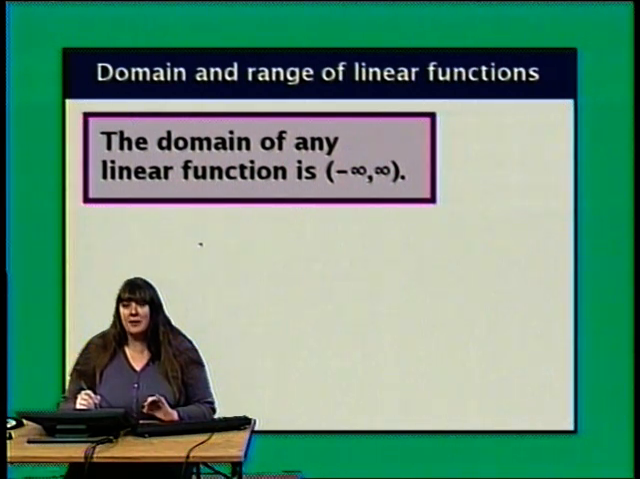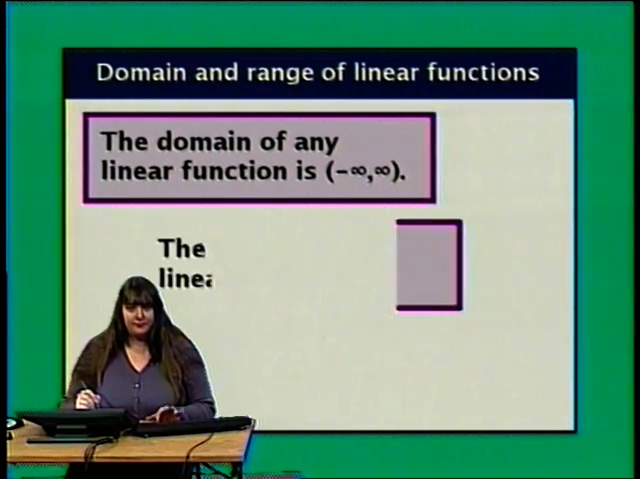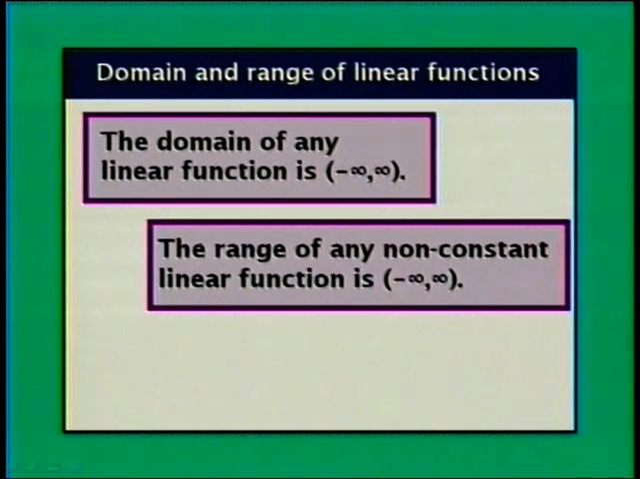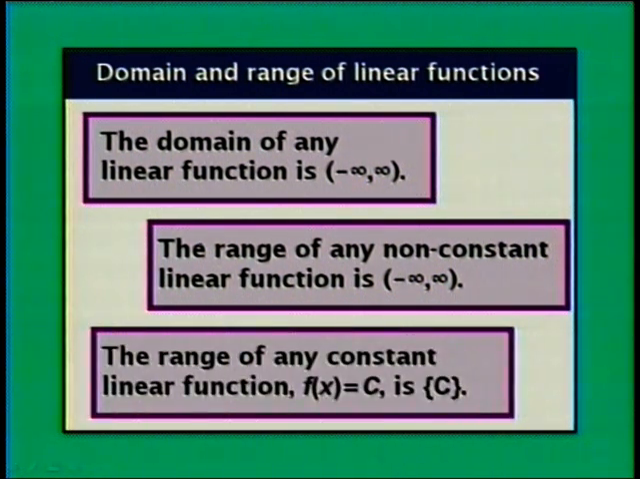Well, let's generalize domain and range of a linear function. The domain of any linear function is all real numbers. Something that's important to remember here is that vertical lines are not functions. Remember, functions have to pass the vertical line test. The range of any non-constant linear function is all real numbers. But as we saw in our last example, when we have a constant function, we only have one possible range value. So if we have the constant function f of x equals the constant c, then the range is just the set containing c.